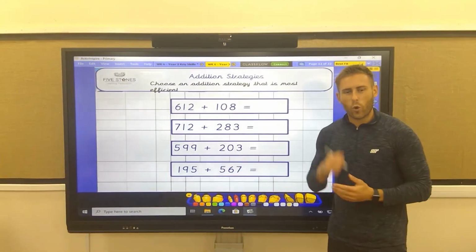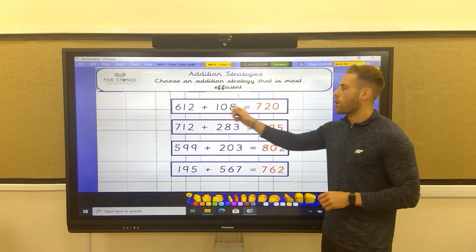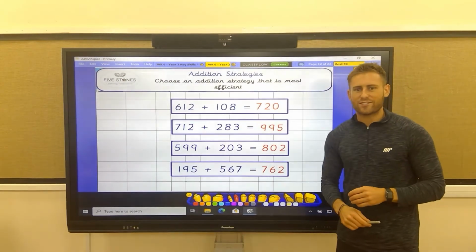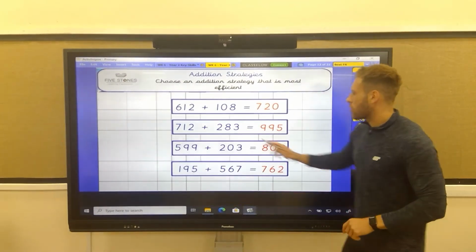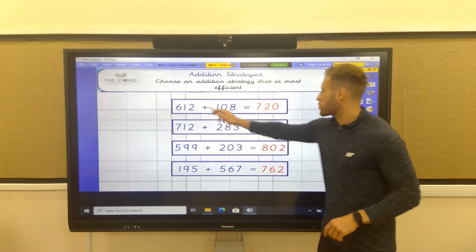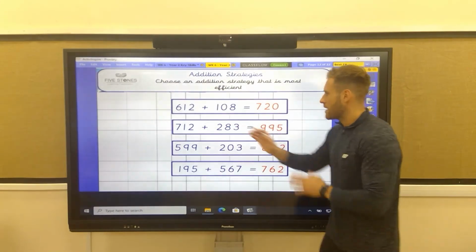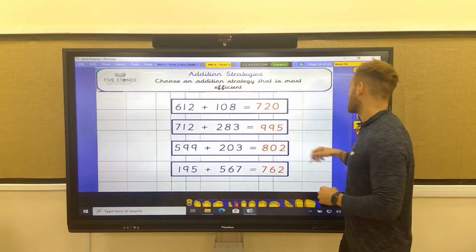Right, great. So hopefully you've managed to solve those problems and come up with a total or a sum that is very similar to mine. Let's have a little check. So actually, looking at this calculation here, the 12 and the 8, I spotted that as a real great bond of 20, and then the 600 and 100 are not far off each other. So actually I chose to use a number line for that one.